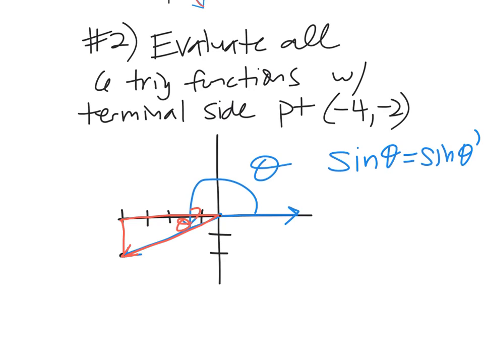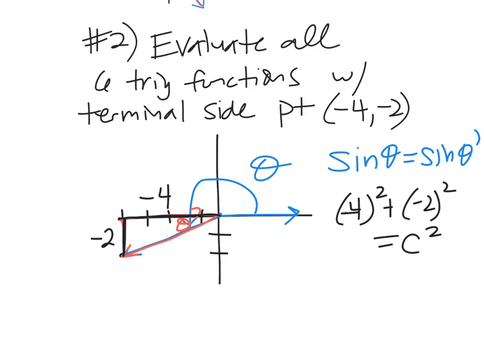This side right here of this triangle is -4. This side right here of the triangle is what? -2. The hypotenuse will always be positive. So the hypotenuse is going to be (-4) squared plus (-2) squared equals c squared. What is that? Square root of 20? So 2 rad 5. The hypotenuse is always positive, and the sides can be negative. In quadrant 3, both sides are negative. In quadrant 2, only one side is negative, okay? All right, and now we can evaluate.